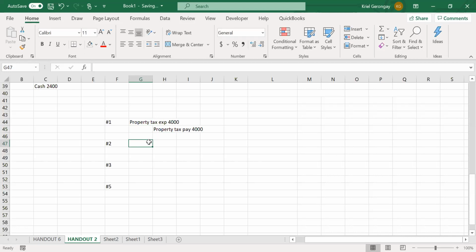Similarly, for number 2, we have a utility bill of 500 that wasn't paid yet or recorded. So our debit will be utilities expense, which is 500, and then credit utilities payable, which is 500.